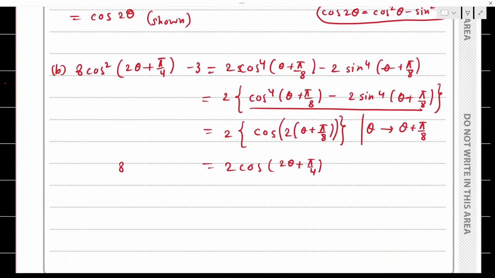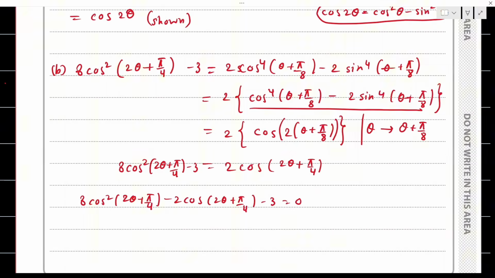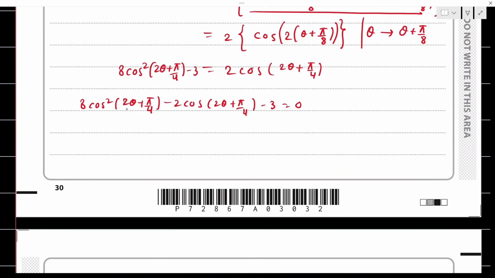And we know the left hand side is equal to 8 cos square 2 theta plus pi by 4 minus 3. Now I can bring all the terms to the left. So 8 cos square 2 theta plus pi by 4 minus 2 cos 2 theta plus pi by 4 minus 3 is equal to 0. Now I can see that this forms a quadratic equation, and I can solve the quadratic equation to find out the values of cos 2 theta plus pi by 4.